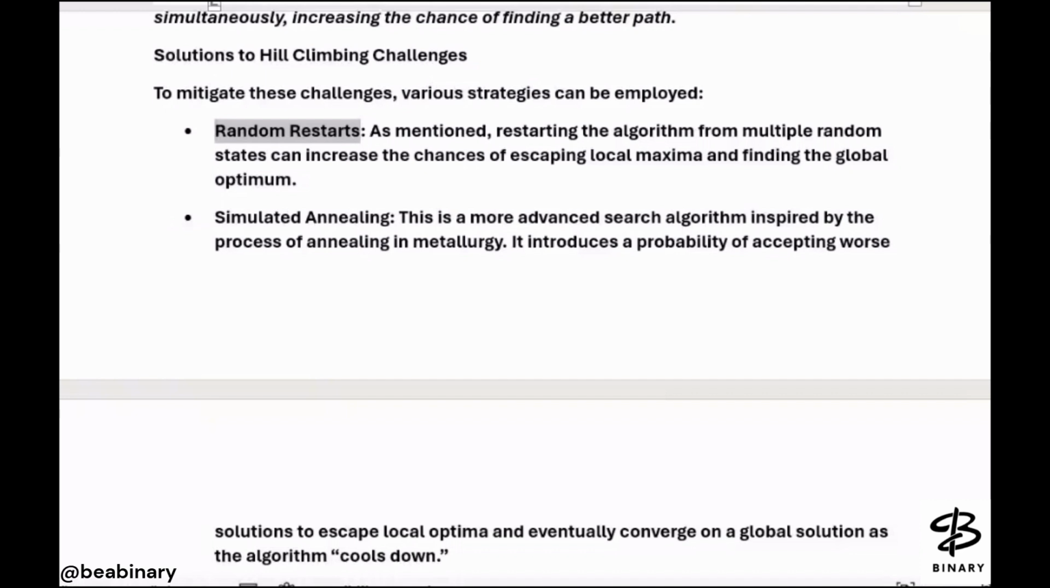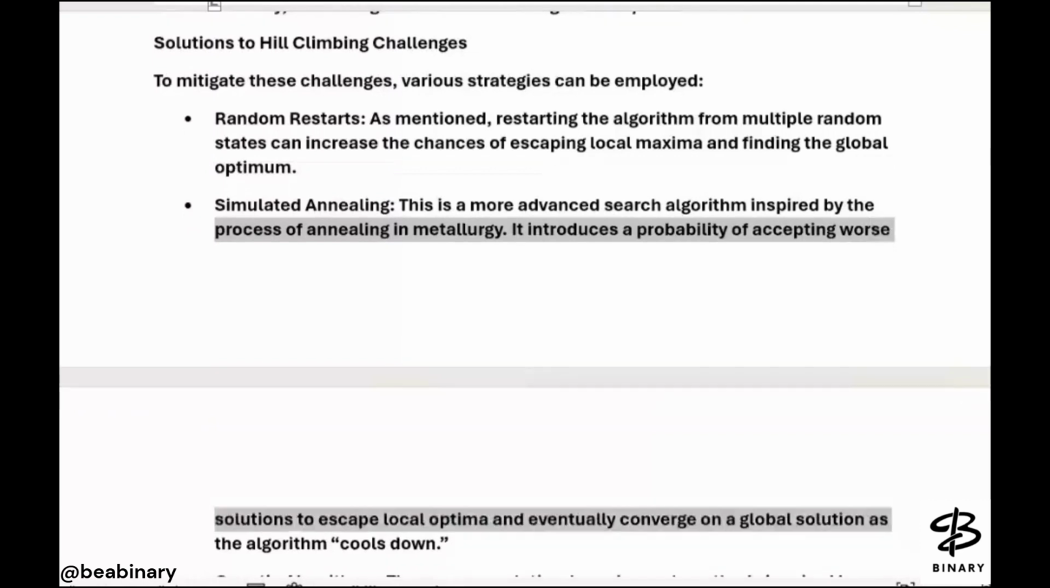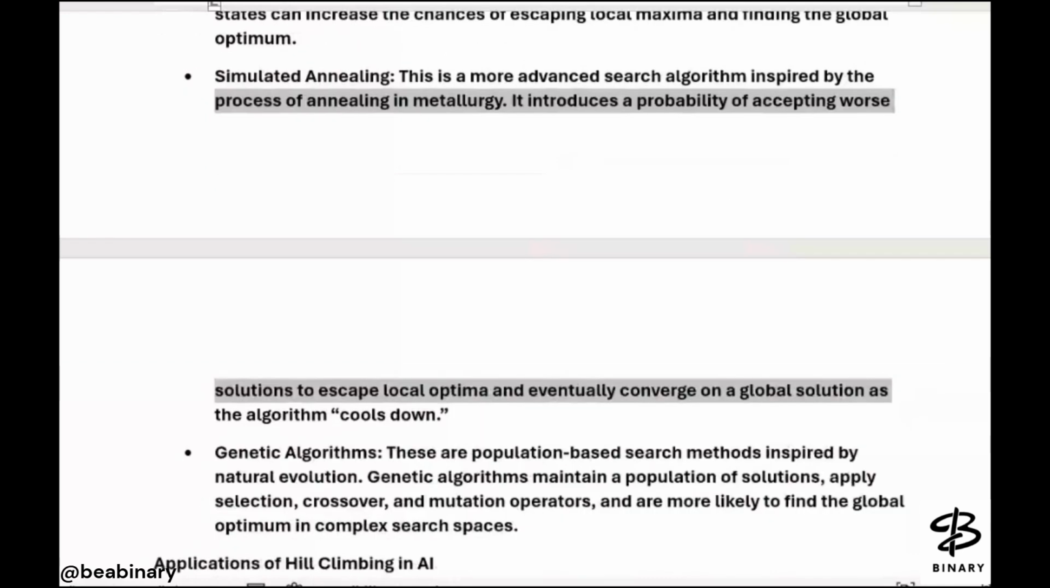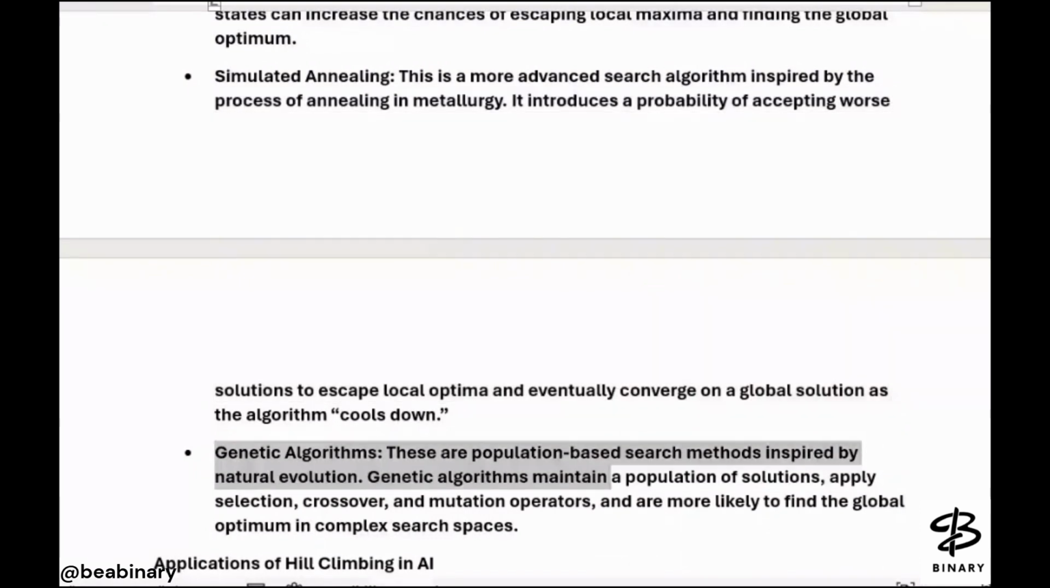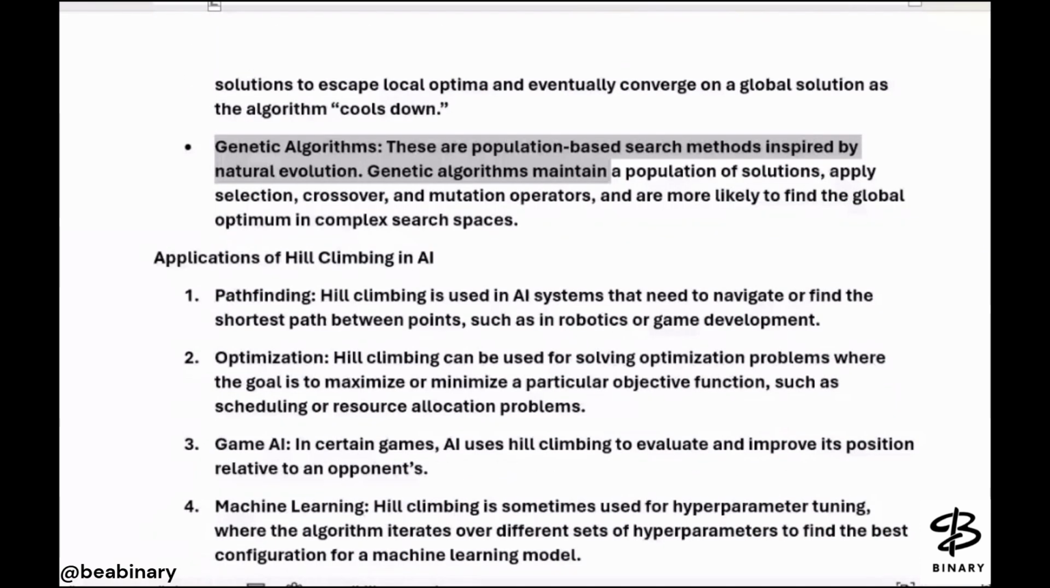Then the simulated annealing, which is a more advanced search algorithm inspired by the process of annealing in metallurgy, and it introduces the probability of accepting worse solutions to escape local optima and eventually discover a global solution here. Then the genetic algorithm can be another way to overcome the challenges of hill climbing.